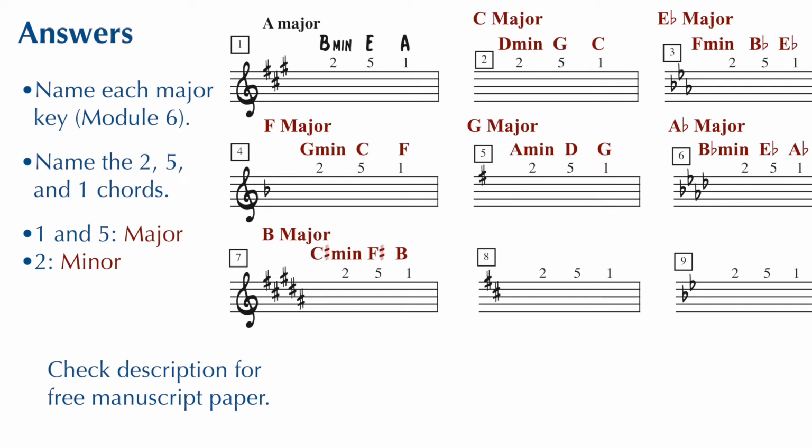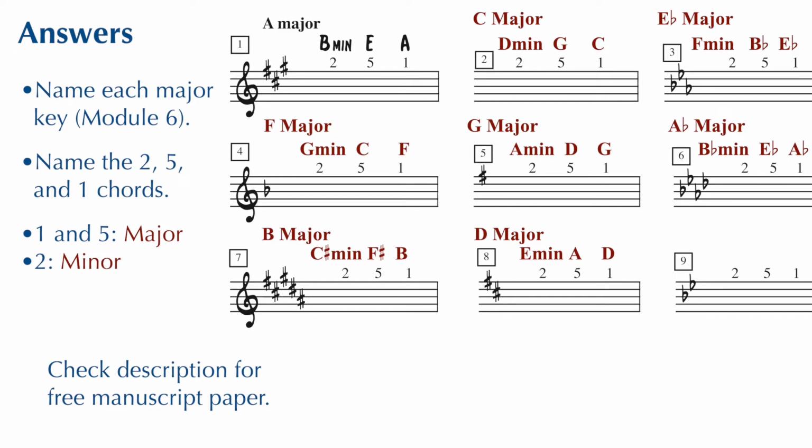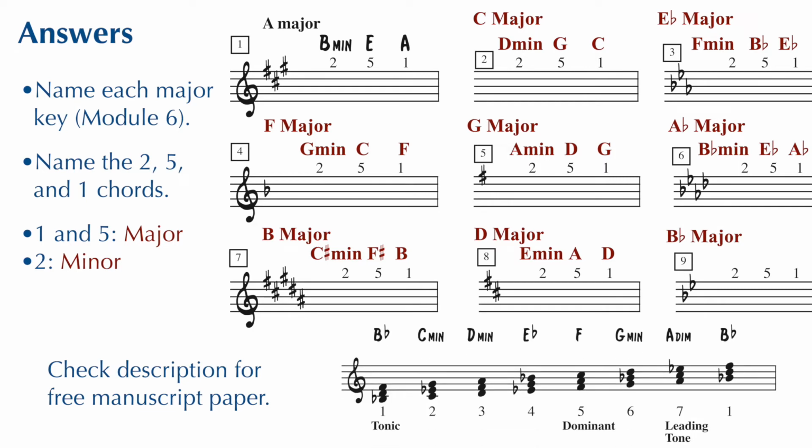Number 8, 2 sharps in the key signature, puts us in the key of D major. Write out the D major scale and its triads. The 2 chord is E minor, the 5 chord or dominant is A, and our tonic, or 1, is D major. Number 9, 2 flats in the key signature, puts us in the key of B flat major. Write out the B flat major scale and its triads. The 2 chord is C minor, the 5 or dominant is F major, and the 1 or tonic is B flat major.